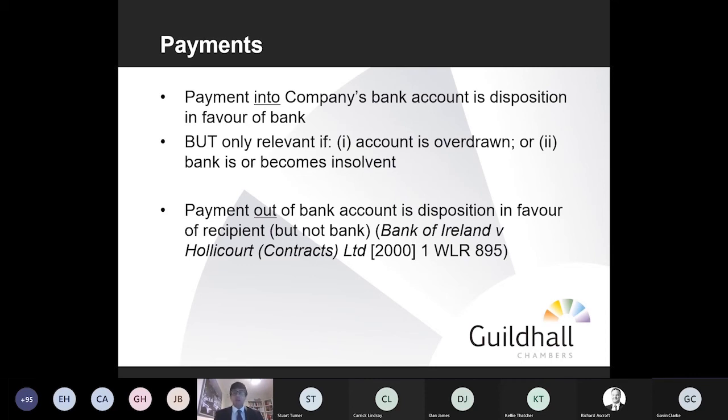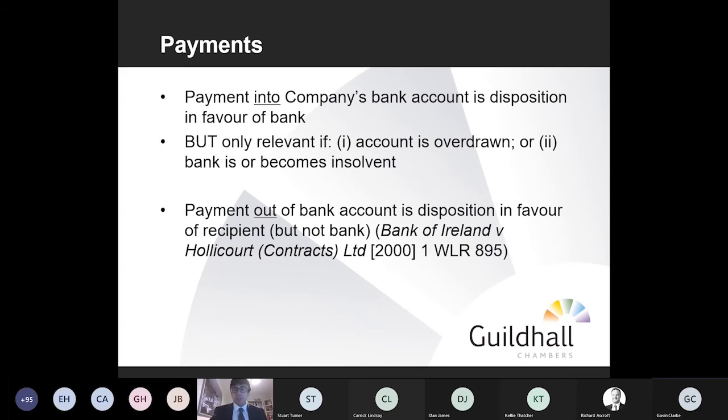If a company has a bank account in credit and it transfers money from that into the account of a third party, although technically it might be said that the bank is the one that's received the benefit of the disposition because the amount that the bank owes to the company has gone down, in reality, if we're looking at tracing value, the value ends up in the hands of the recipient of the payment.